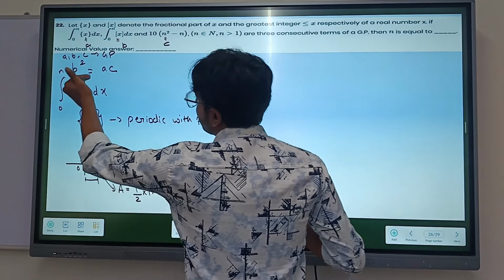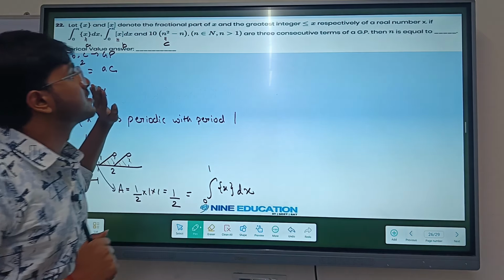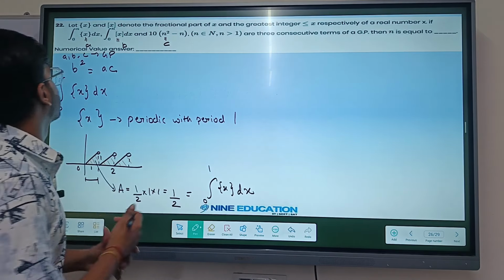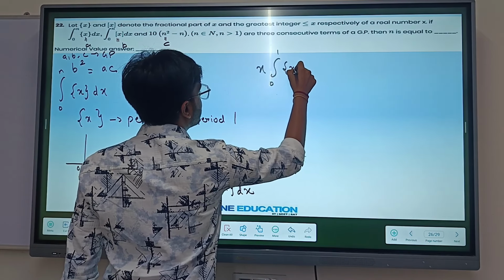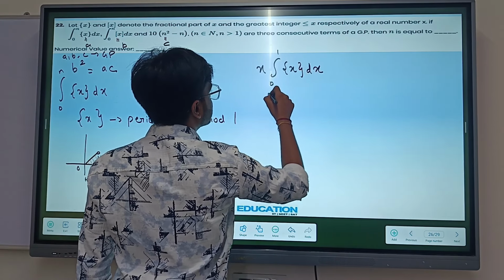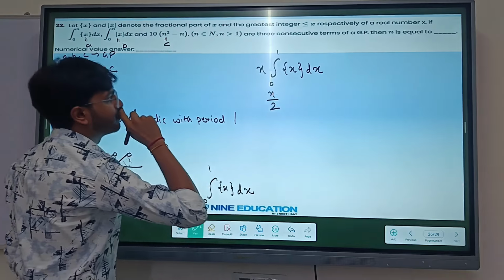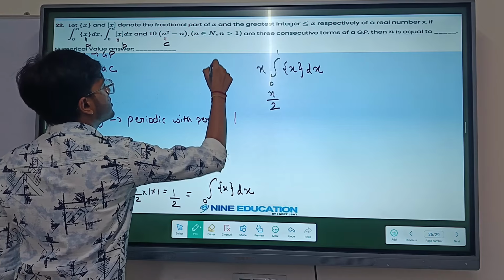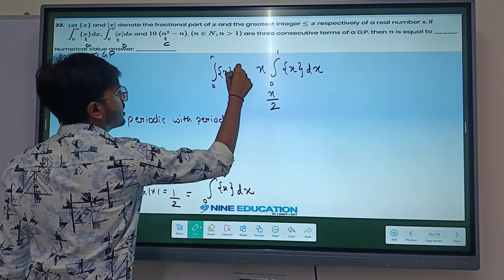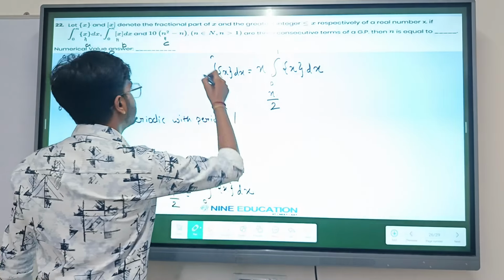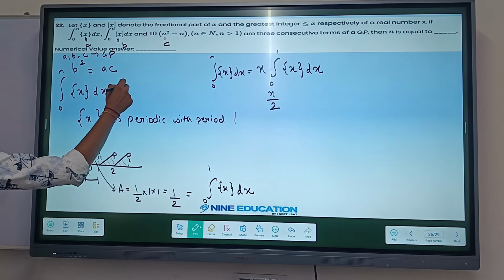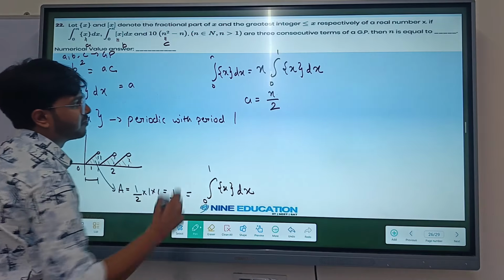But we have 0 to n. So I can write it as n times the integration 0 to 1 of fractional part of x dx. That will be equal to n by 2. Integration 0 to n fractional part of x dx will be equal to n by 2. And this was A. So A is n by 2.